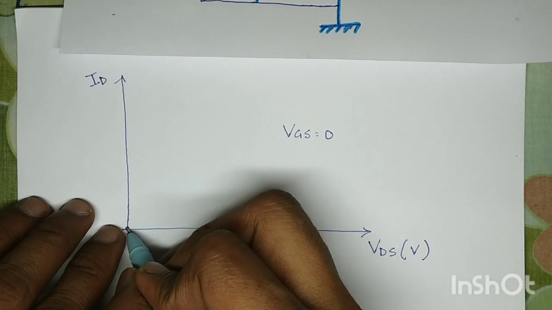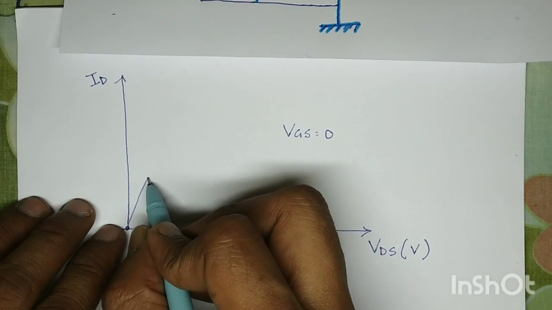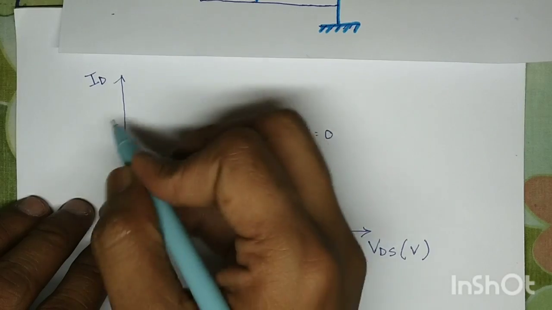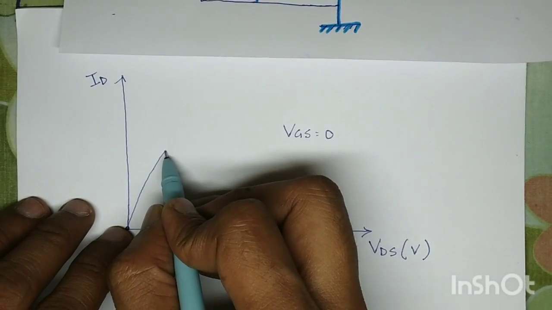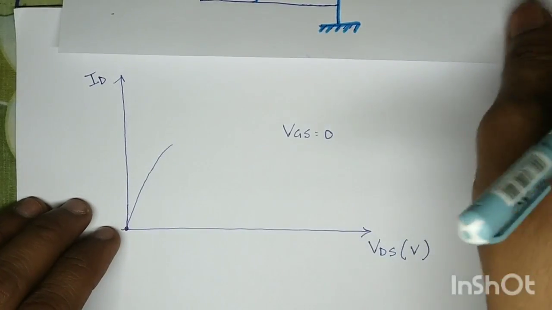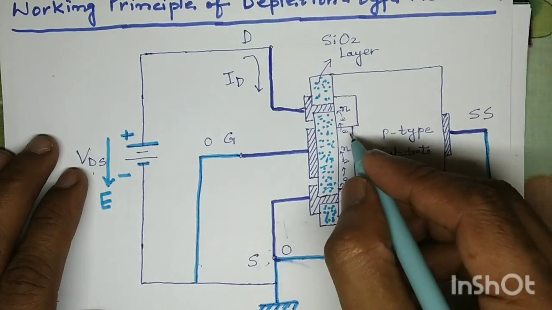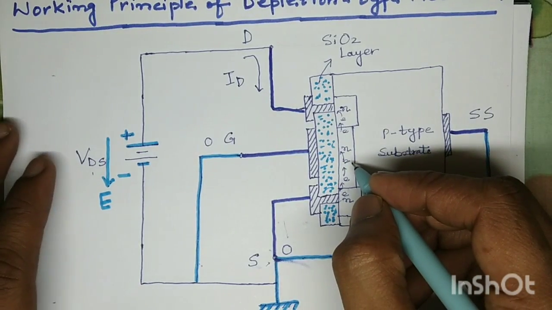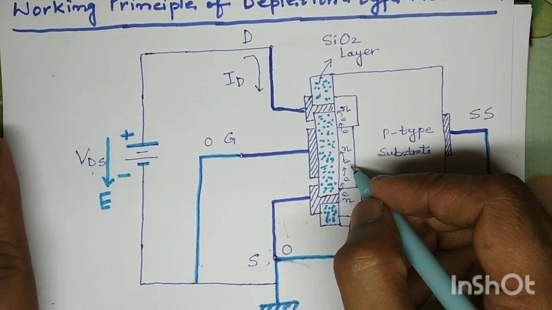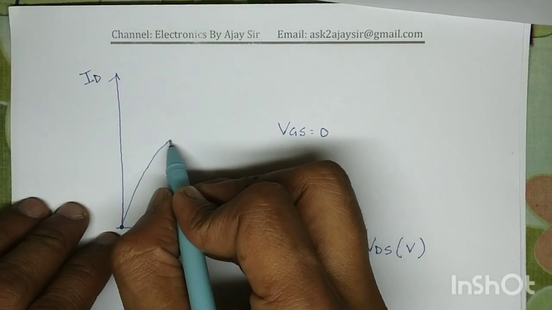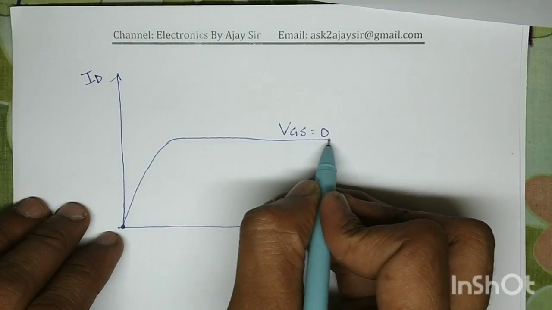Now if we increase VDS, our drain current will also increase. It will reach the maximum capacity of the channel, and after that this current becomes constant.